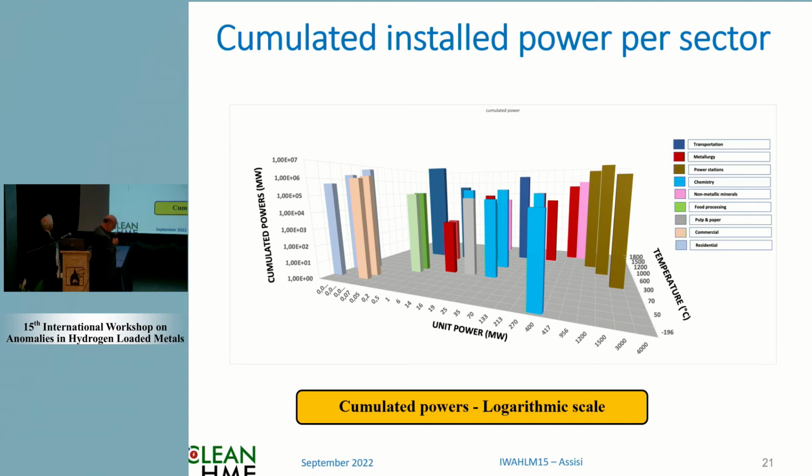Of course, if you multiply the number of users by the power of this user, you get something else. You get the cumulated power in each segment, like this, fine. It seems to be much more even. You start to see the power stations.